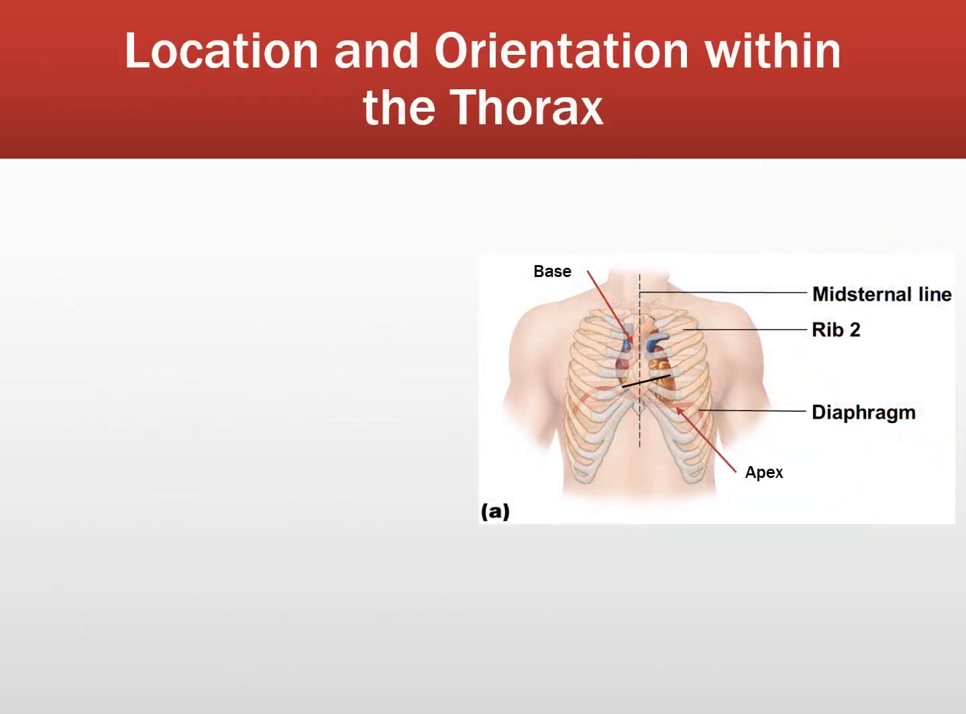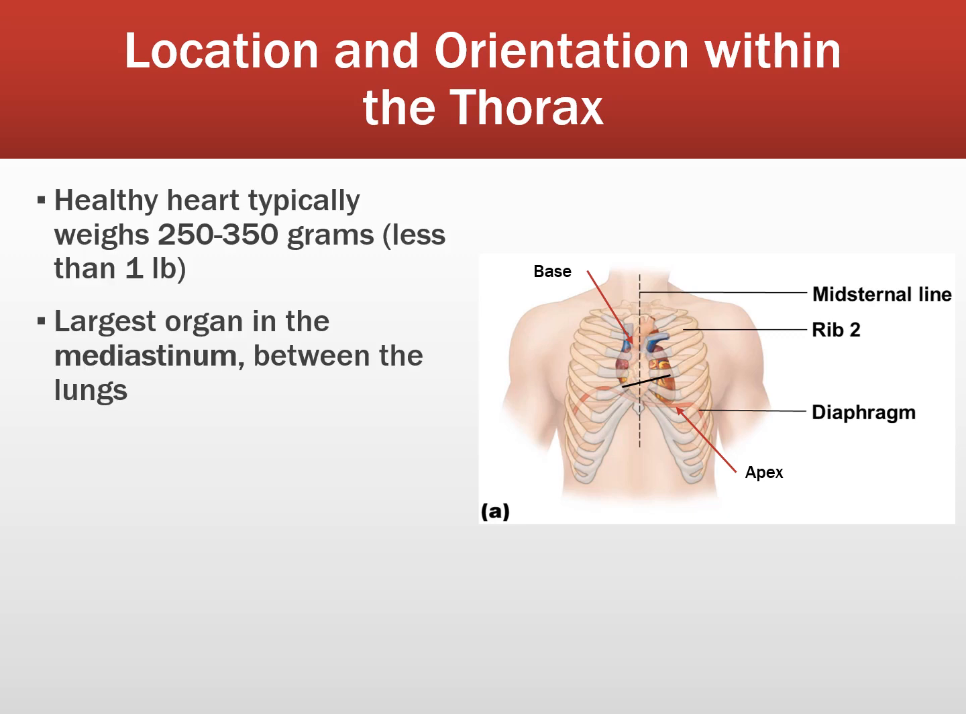So let's talk about the heart itself and how we talk about it. The orientation within the thorax, we know it lives between the lungs. And a human heart, a healthy human heart, is not very large. It's about the size of your fist, less than a pound. It's about the size of your fist, and that's not that large for the job that it does.